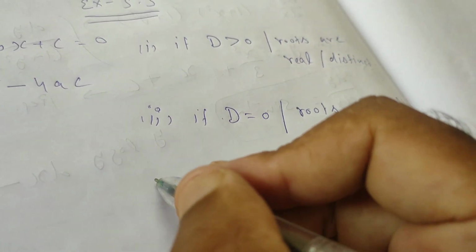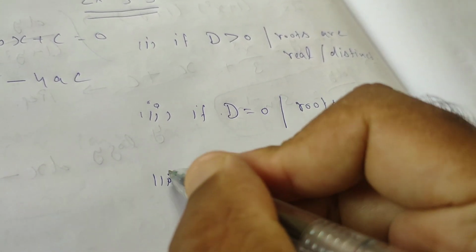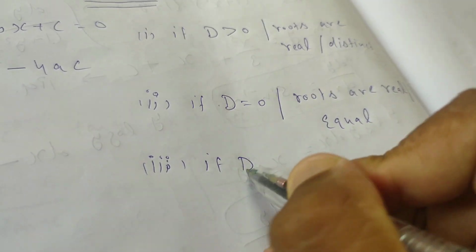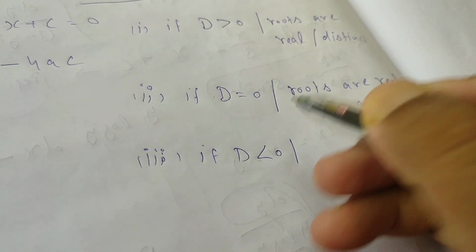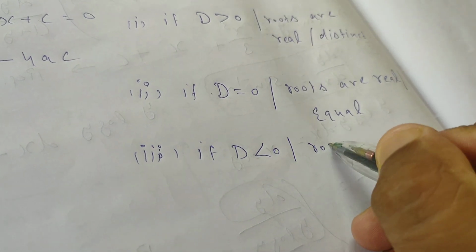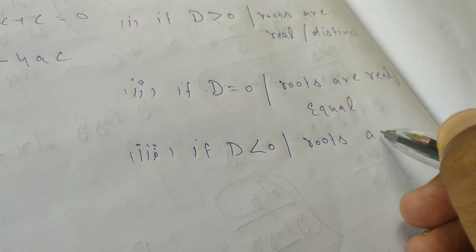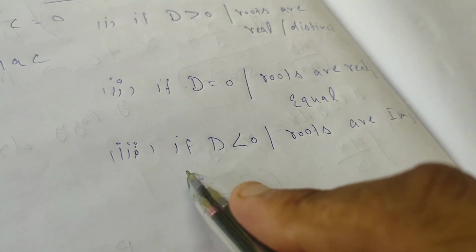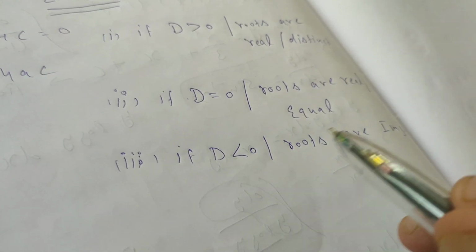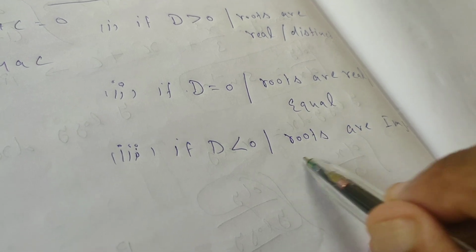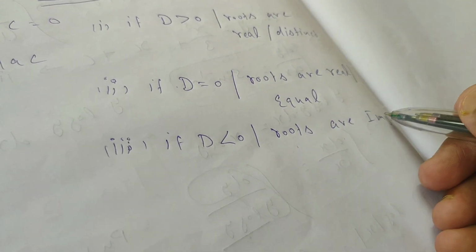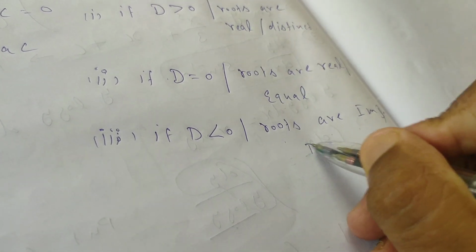The third condition is if d is less than 0, roots are imaginary. We didn't solve these in 10th class, but in this class we solve it. If d is less than 0, roots are imaginary and unequal, distinct.